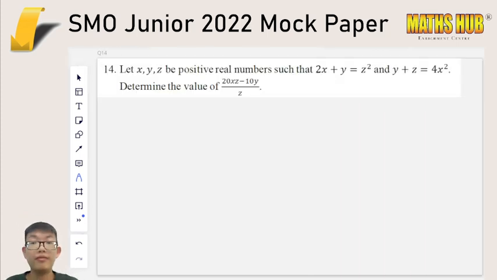Question 14. Let x, y, z be positive real numbers such that 2x plus y equals z squared and y plus z equals 4x squared. Determine the value of 20xz minus 10y over z. Okay, first up, it is usually not enough to find what are x, y, and z, 3 variables, using just 2 equations.